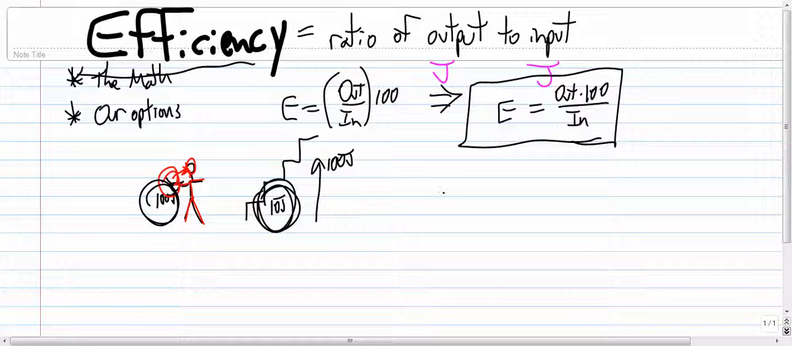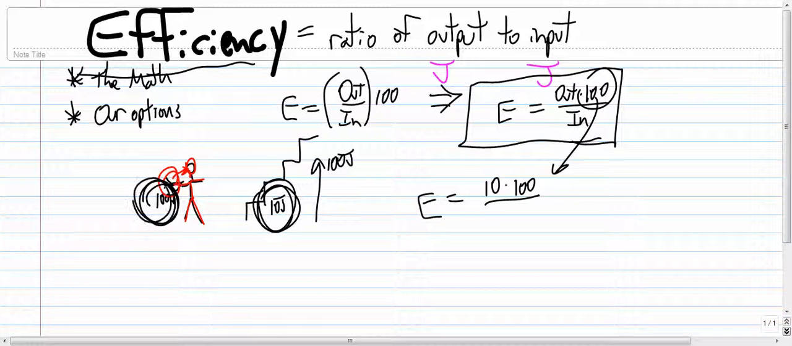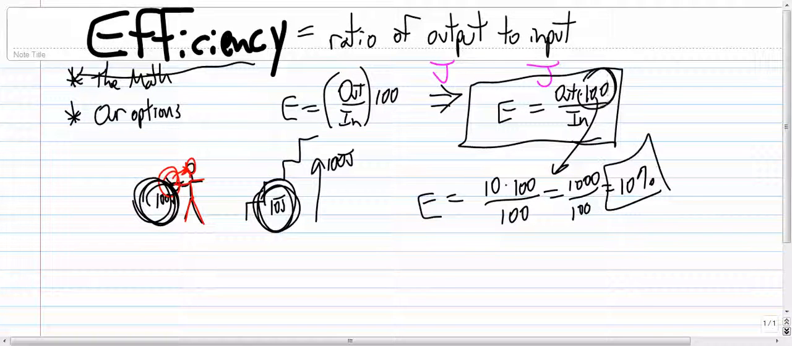We are only about, let's solve that. Efficiency is our output. We got up 10 joules worth of the stairs. Here's my 100, so 100 there. And we put in 100 joules worth of cereal. So 10 times 100 is 1,000. 1,000 divided by 100 is 10. And that's percent, because that's what this 100 did for us. So we humans are about 10% efficient. Seems kind of wasteful, huh?